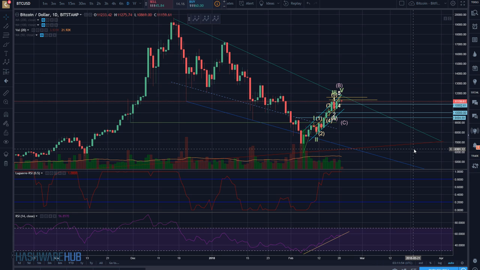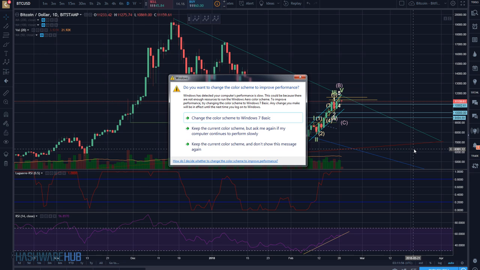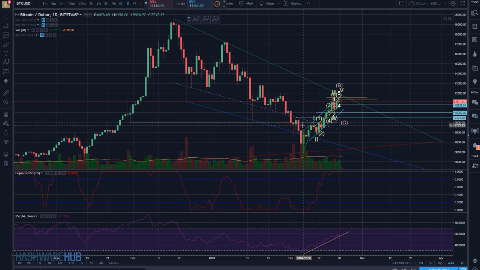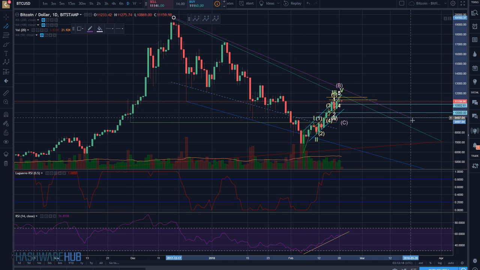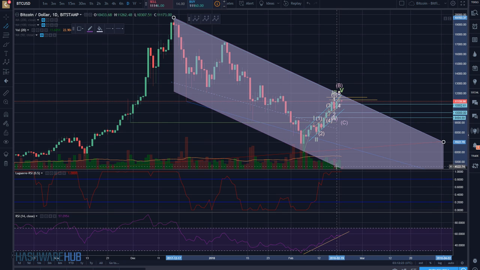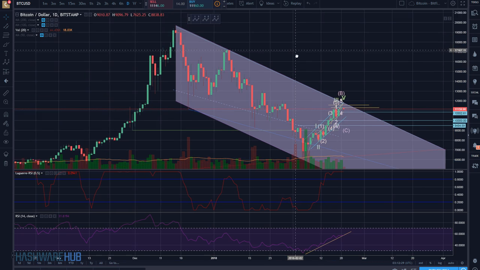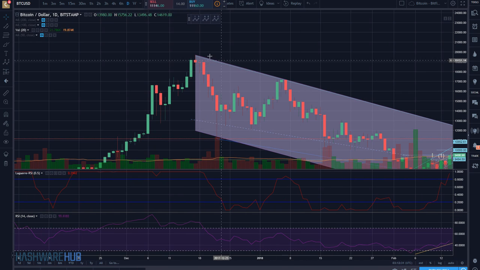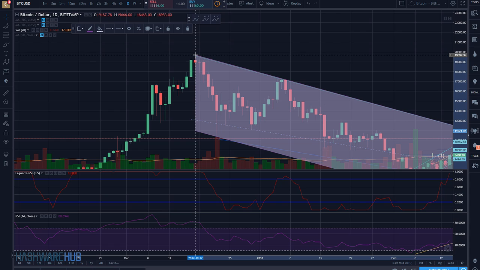So this is Bitcoin. This is a dollar chart. And one thing I want to do is draw this channel right here. You'll see where this all fits together in a few moments. All right, I want to draw this channel. It's not exact, but it's close enough right now.